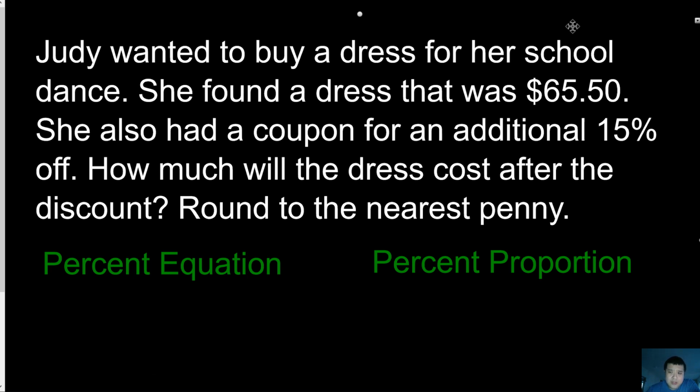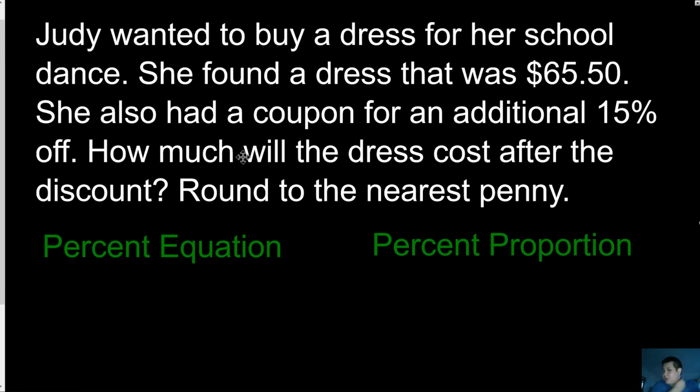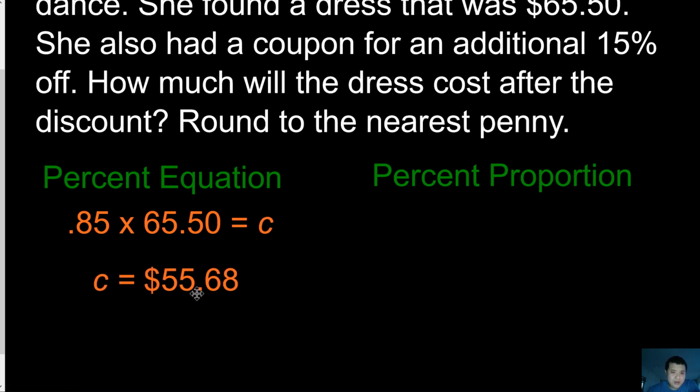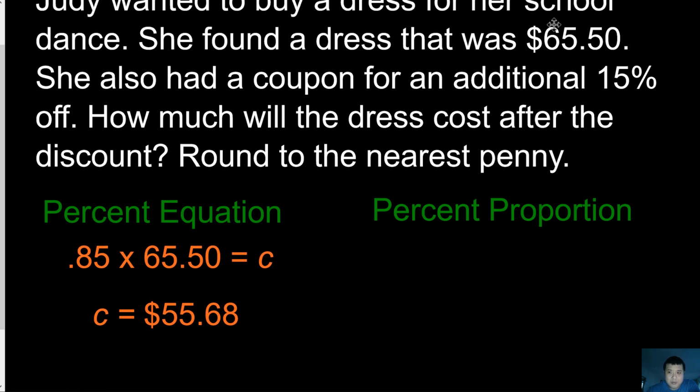So our final answer should be just a little bit less than $65.50 because it's only a 15% discount. So we know that we're paying 85%. So 85% of this is what we're looking for. So we go 0.85 times 65.50 gets us C, which is the cost. And when we do that, we find that C is $55.68.